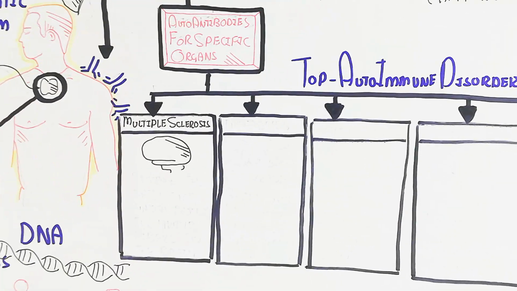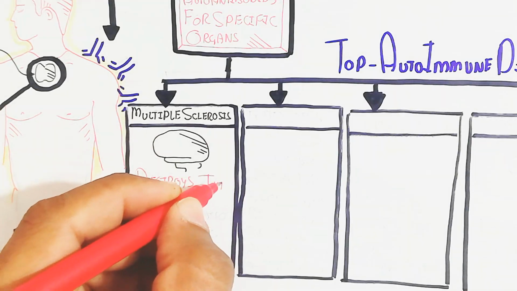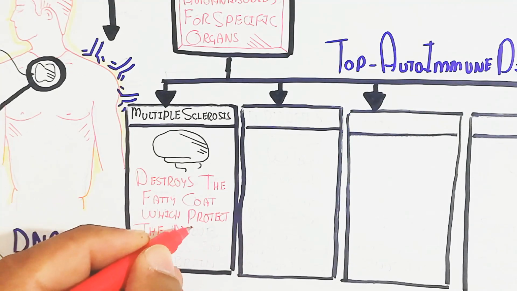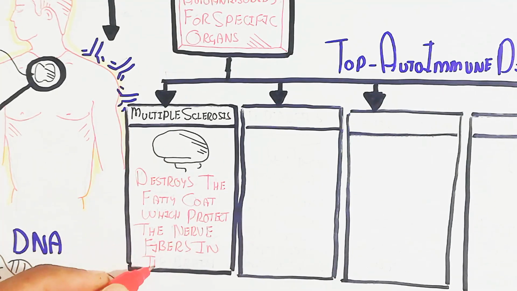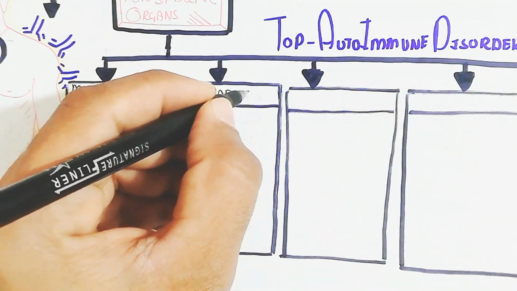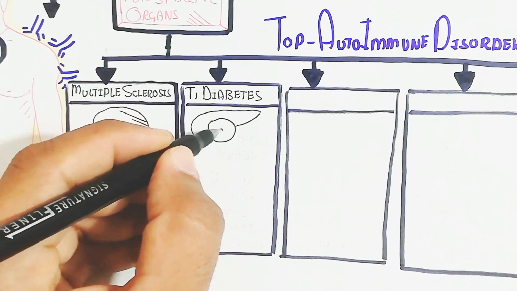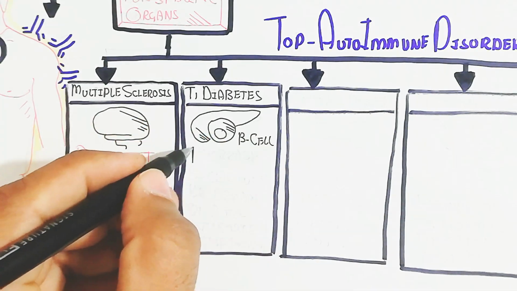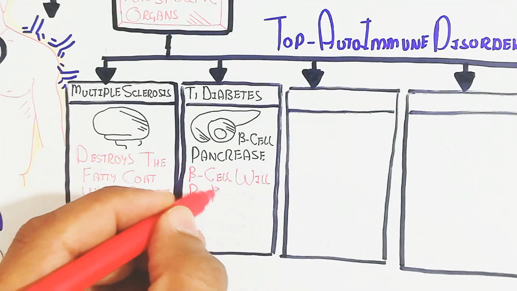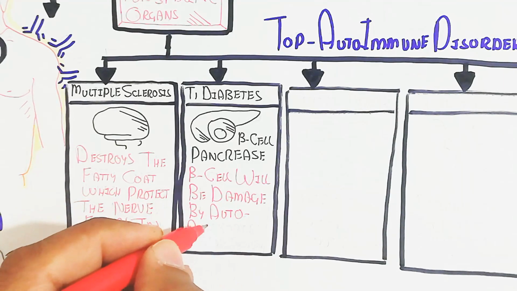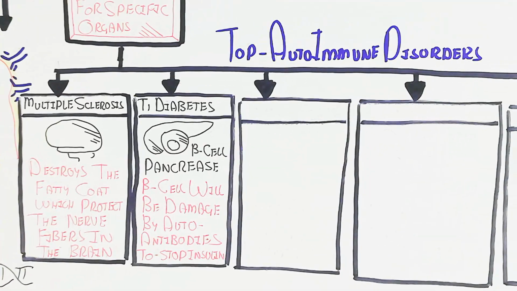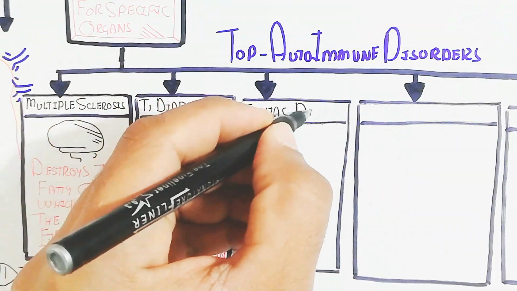Multiple sclerosis destroys the fatty coat which protects the nerve fibers in the brain. Against this antigen, the antibodies will produce autoantigen, leading to opsonization and complement system activation. While type 1 diabetes also targets the beta cell, antibodies are produced against the beta cell. The beta cell will be damaged by autoantibodies, stopping insulin production, which causes type 1 diabetes mellitus.